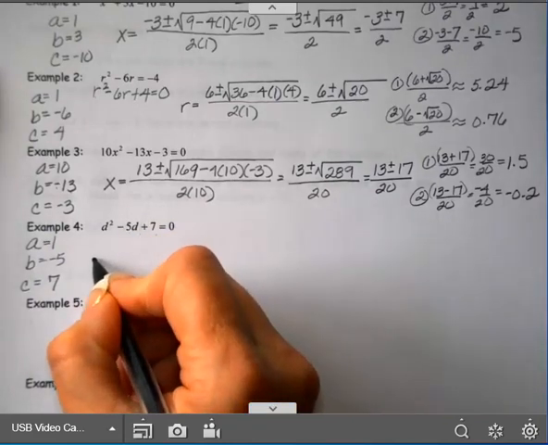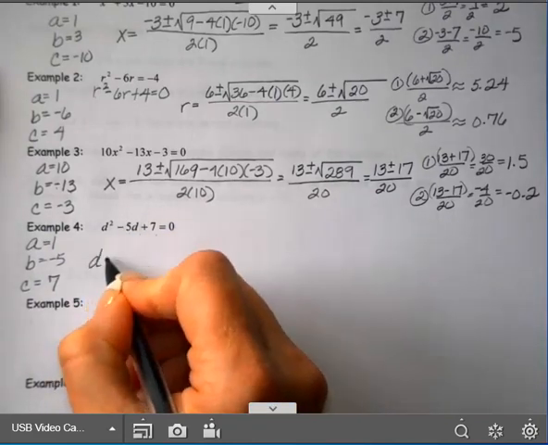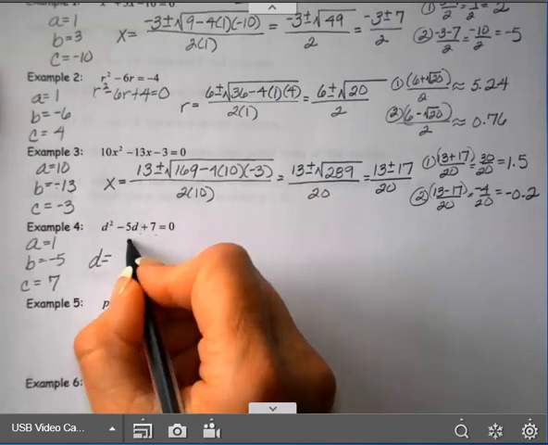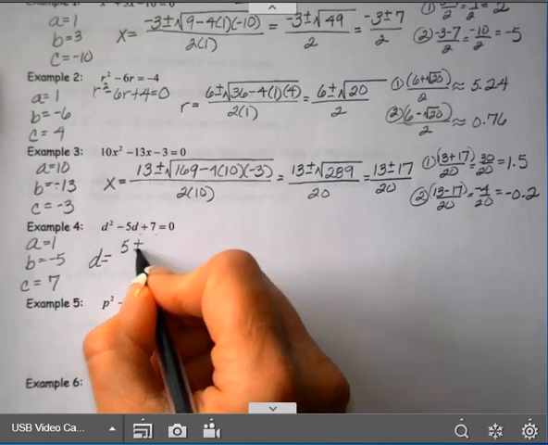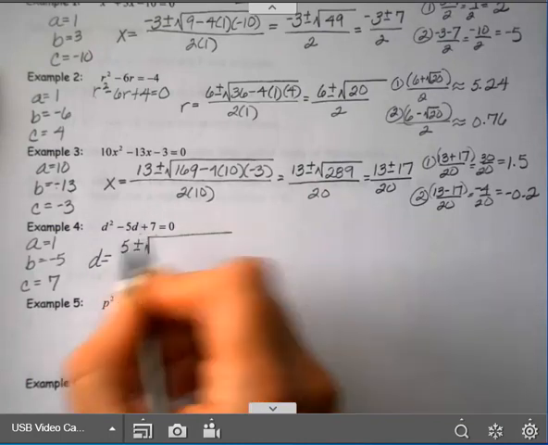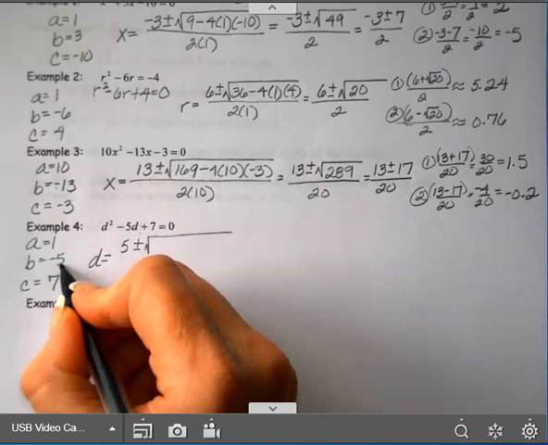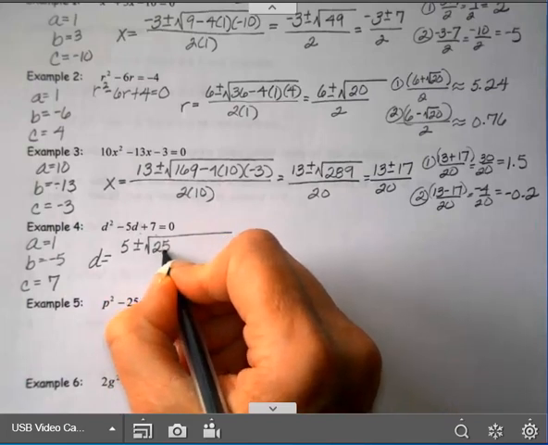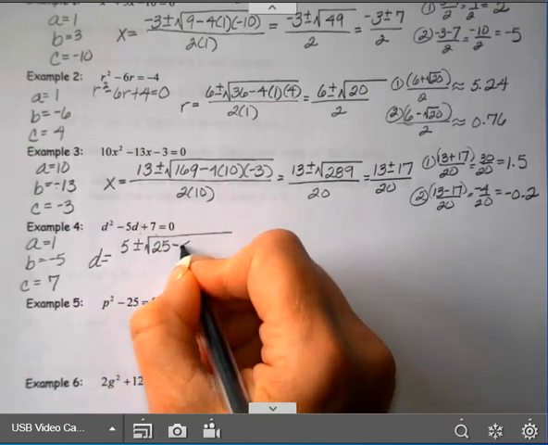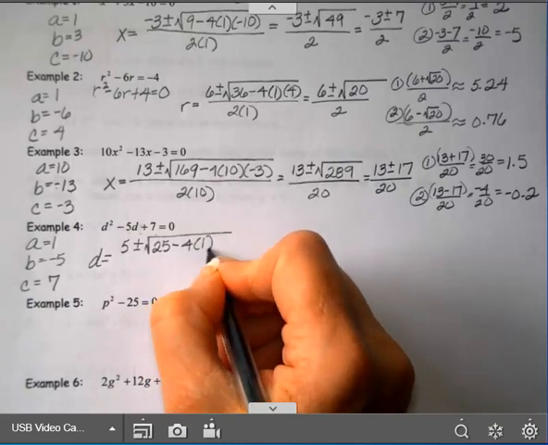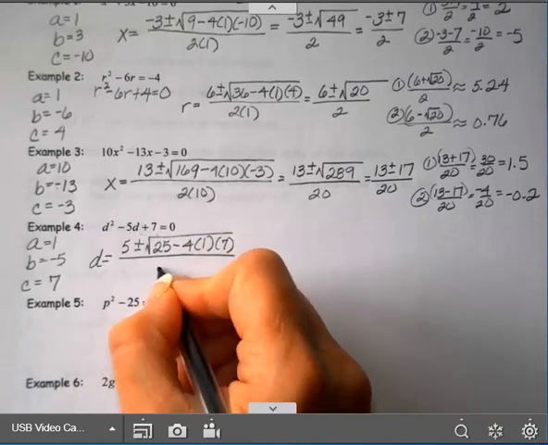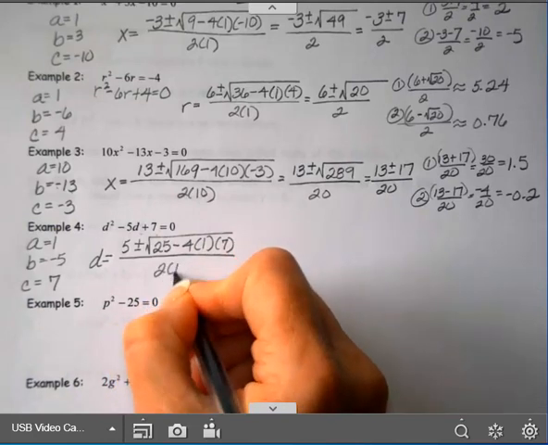Solving for this, in this case we don't have X, we have D, so D equals the opposite of B, so the opposite of -5 is +5, plus or minus the square root. Notice I have -5 here, so I need to square -5. When I do that, I get +25. That first number has to be positive. Minus 4 times A times C, all over 2 times A.